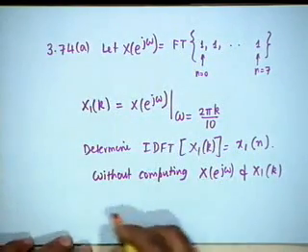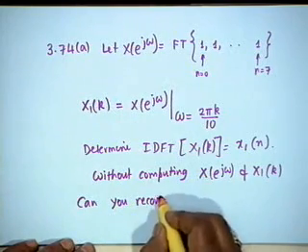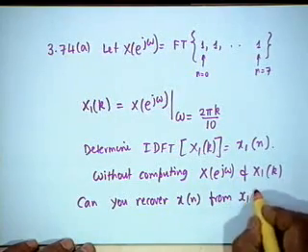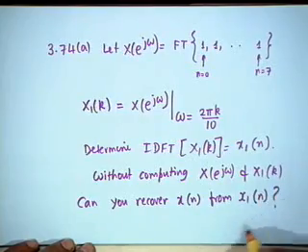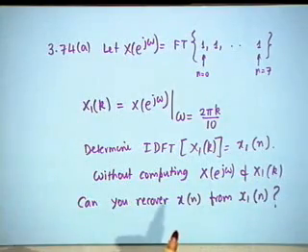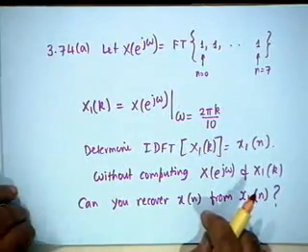That is the question. And then there is an appendage: can you recover x of n from x1 of n? You find x1 of n, then can you recover the original sequence from this? The answer in this case is yes, but the answer in B is no. The B part I have given the answer in the answer sheet. Now let us see how we proceed.